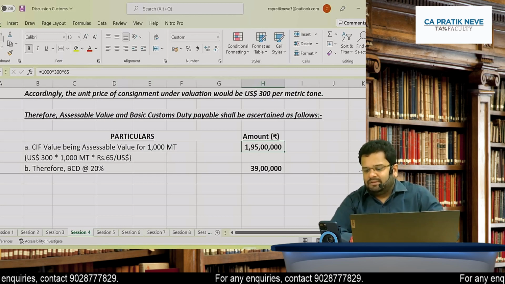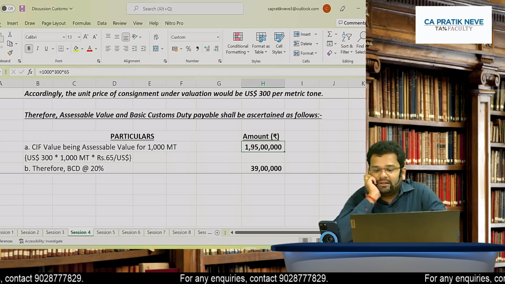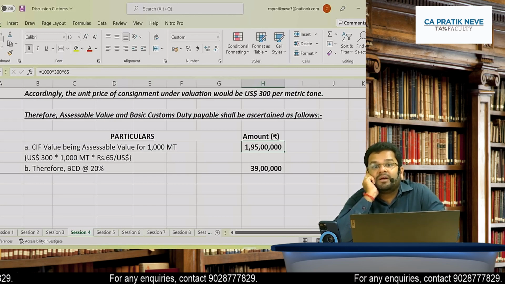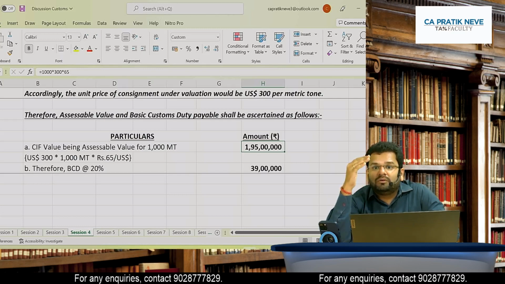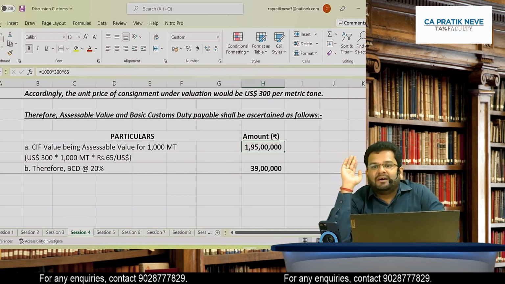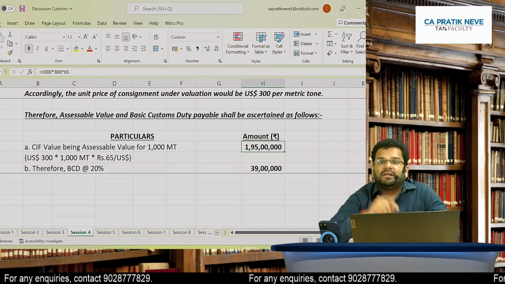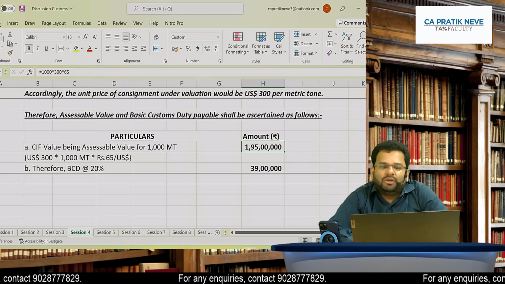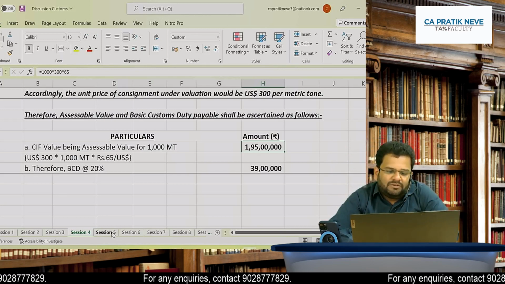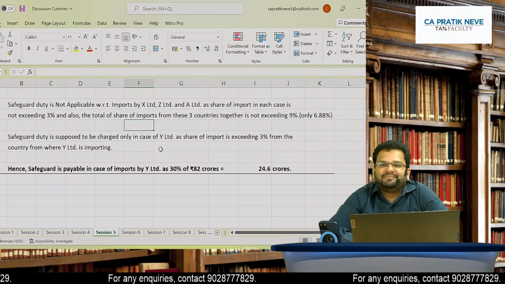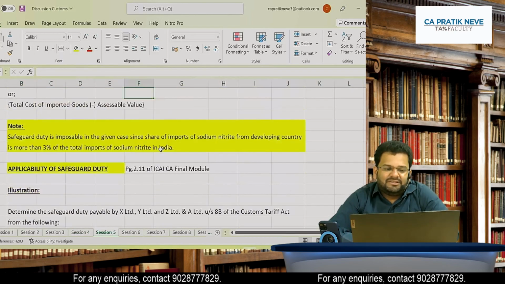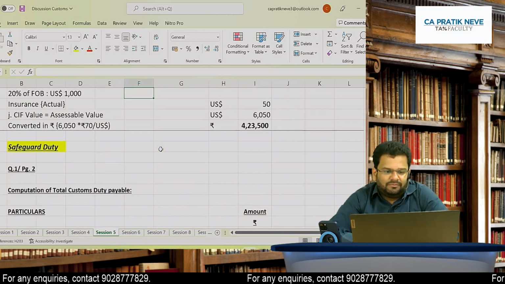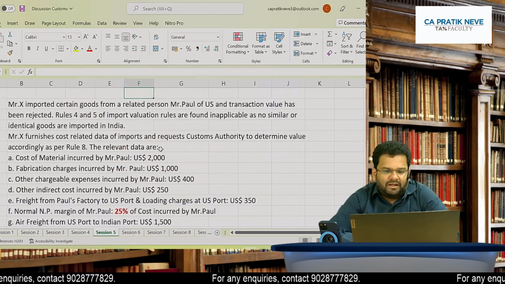If identical goods were not available, what will you do? You will go to similar goods. And if this information was of similar goods, still the same principle would be applicable. The rule number would be 5, but the principle would remain absolutely the same. Is it clear to all of you? Wonderful. Well done.